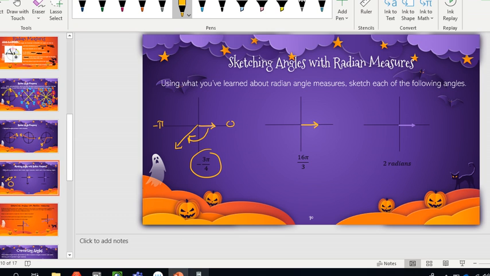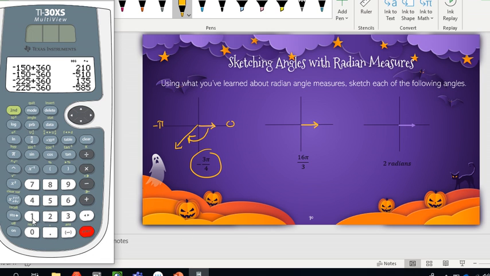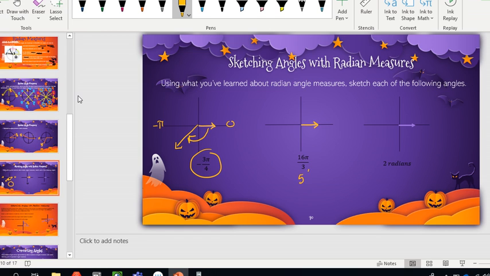16 pi over 3. Now I'm going to show you what to do with this one. We're going to do 16 divided by 3 equals 5.3 repeating. That means I have 5 1/3 pi's. So I'm going to do this, and this is positive, so I'm going to go this way. There's 1 pi. If I keep going, that's 2 pi. I'm not up there yet. I got to get to 5 of them.